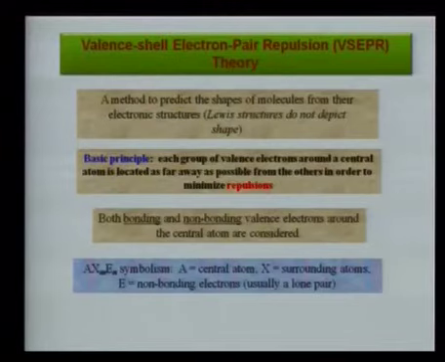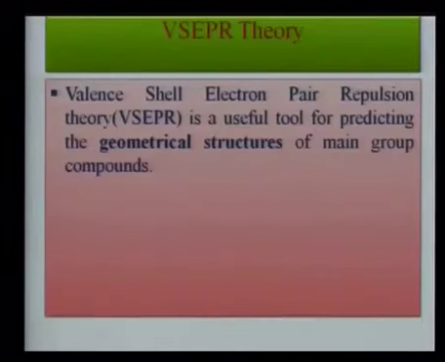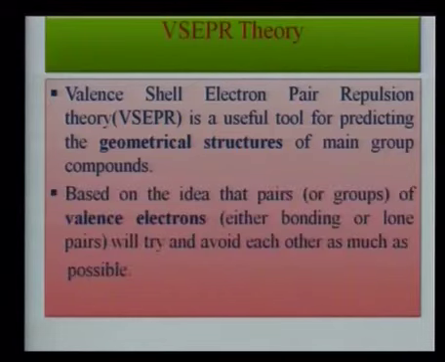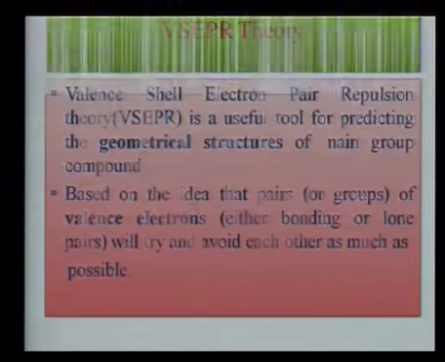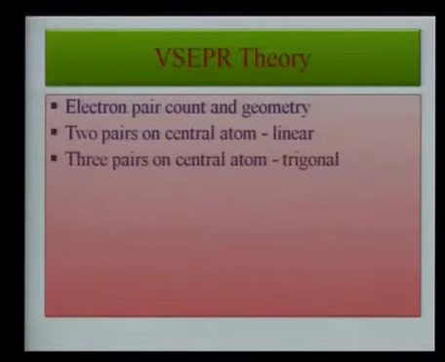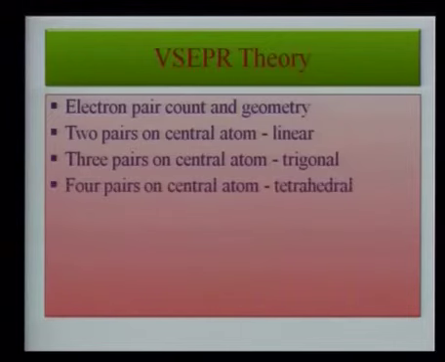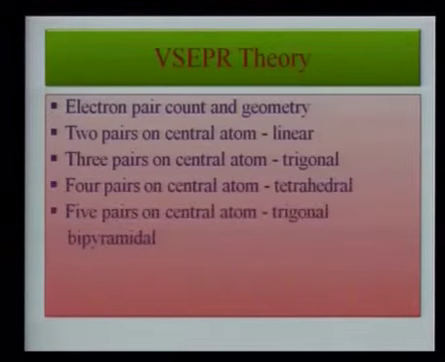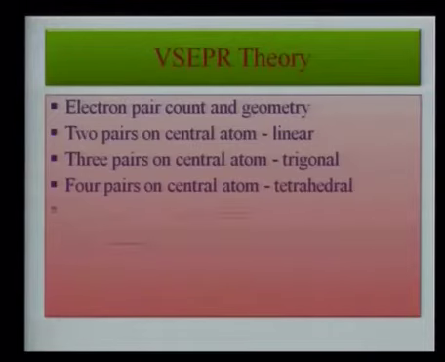AXmEn symbolize A central atom, X surrounding atoms, E non-bonding electrons, usually a lone pair. Valence shell electron pair repulsion theory is a useful tool for predicting the geometrical structure of the main group, based on the idea that pairs of valence electrons will try to avoid each other as much as possible. Electron pair count and geometry: 2 pairs on the central atom, linear; 3 pairs, trigonal; 4 pairs, tetrahedral. These are the shapes on the basis of valence shell electron pair repulsion theory.